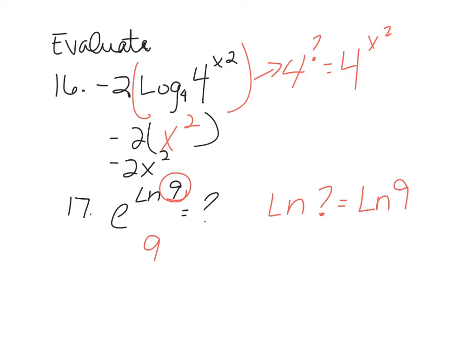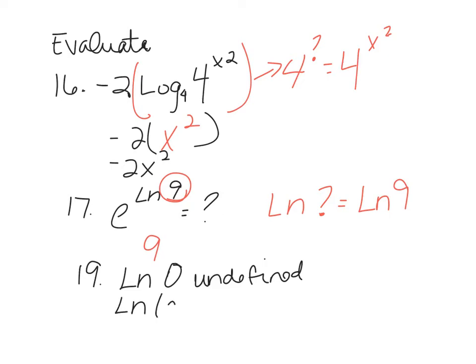Number 18, let's look at number 19. The natural log of 0. Remember that the log, any base, of 0 is undefined. We cannot raise a number other than 0 to a power and get 0. So that'll never happen. The natural log of any negative number is also undefined. Any log of any negative number is undefined as well.